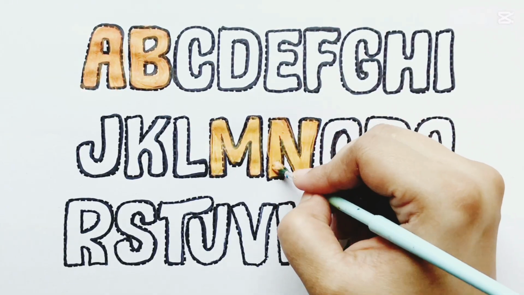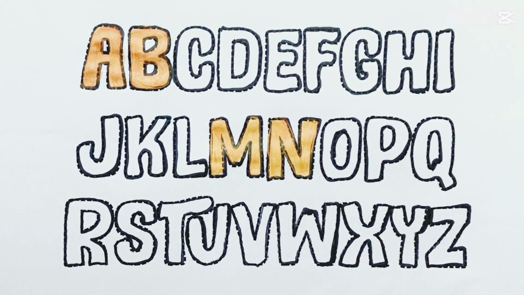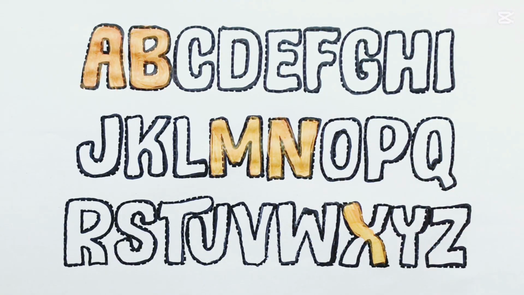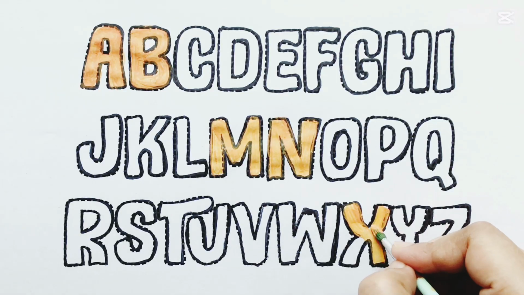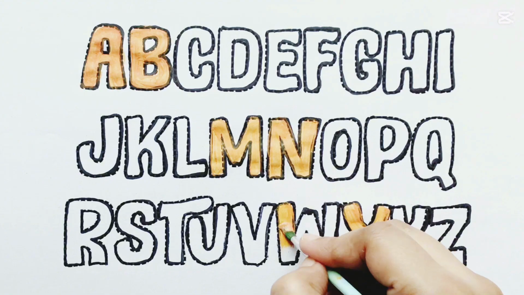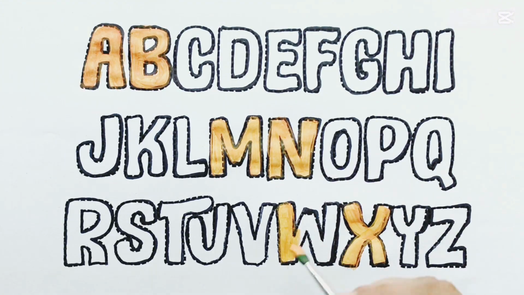You guess next letter is X. X for xylophone. W for watermelon.